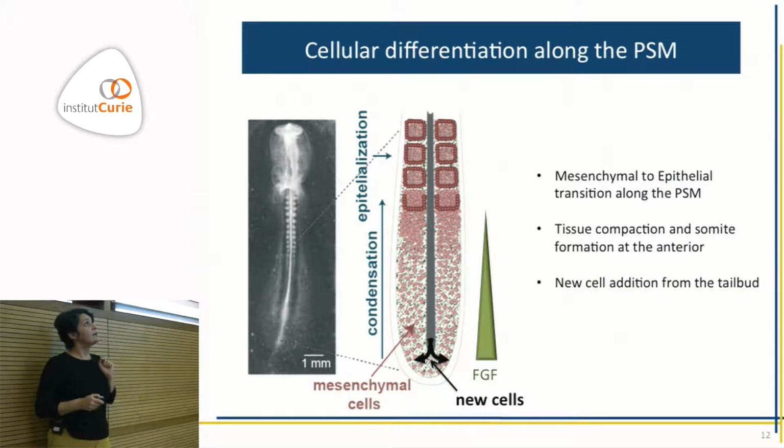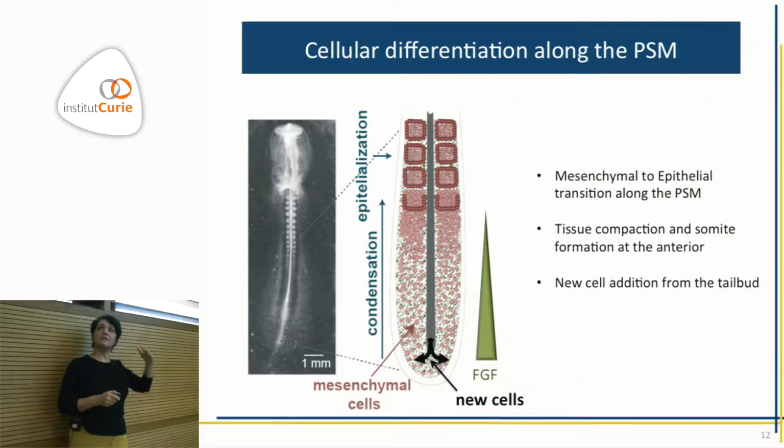Okay? And so we have this mesenchymal to epithelial transition all along the PSM, from posterior to anterior, tissue compaction at the anterior, and the addition of the new cells. And this continues for a while until the elongation stops. We don't know what makes the addition of the new cells at some point stop. So this is what limits the elongation at the end.